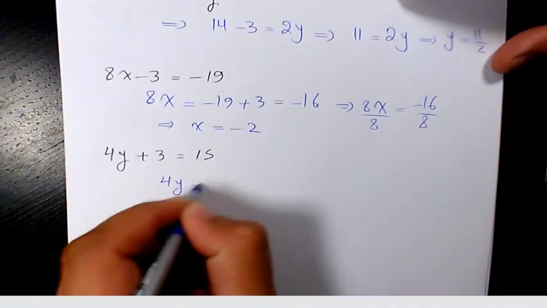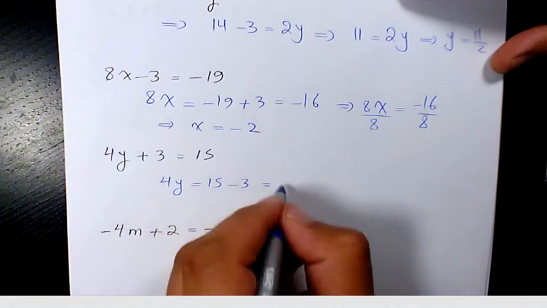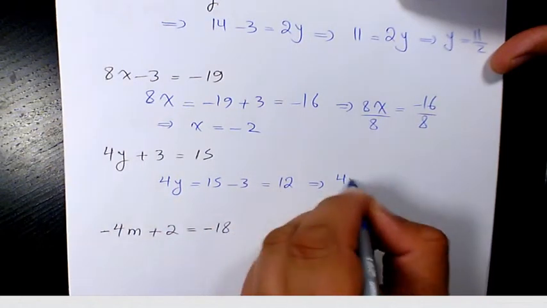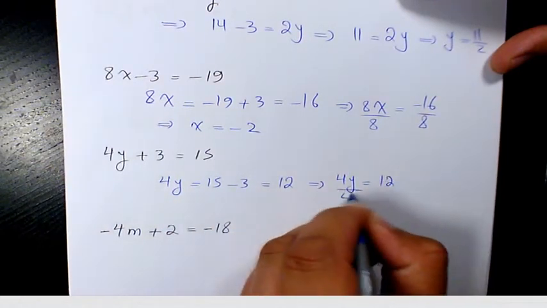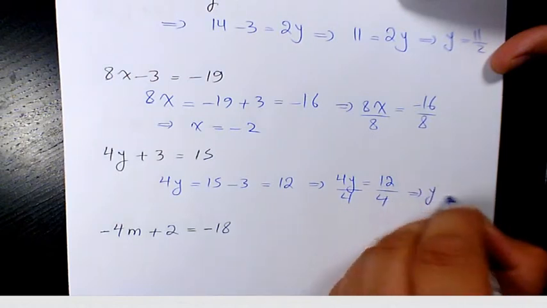4y equals 15 minus 3. 15 minus 3 is 12. So 4y equals 12. I need to divide both sides by 4. So y will be 12 divided by 4, which is 3.